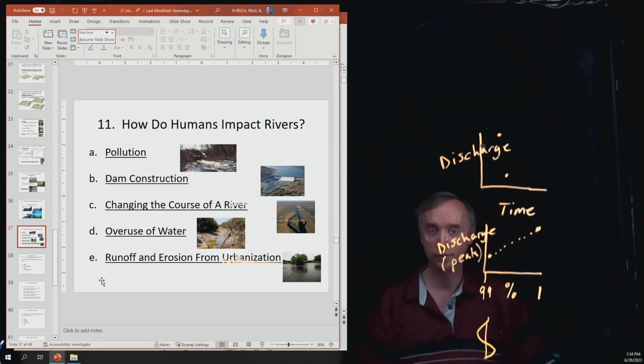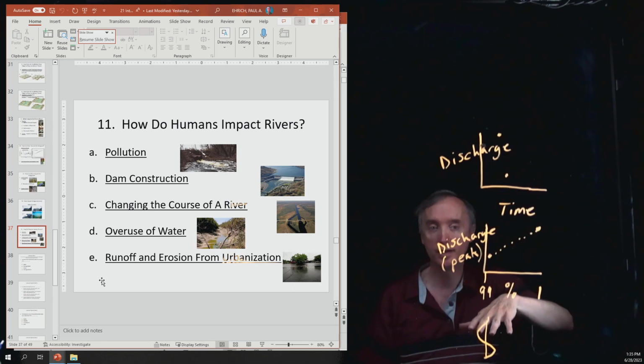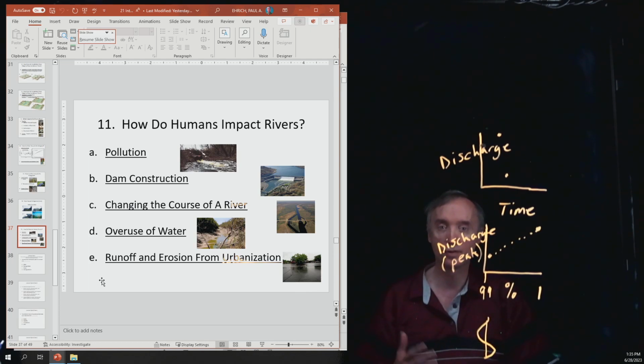Overuse of water in a river, and then by building parking lots and concrete structures that cover up the ground so that water cannot get into the ground, so it has to flow on top of the ground, and so that can cause erosion and flooding.